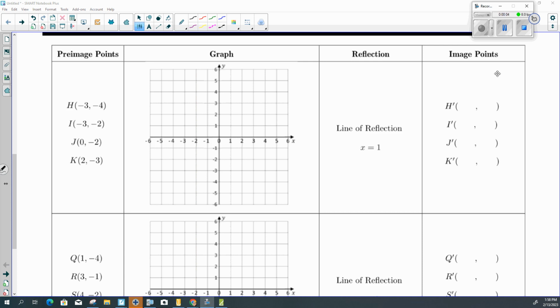Okay, everyone needs to get a marker. You're going to draw your lines of reflection with your marker.